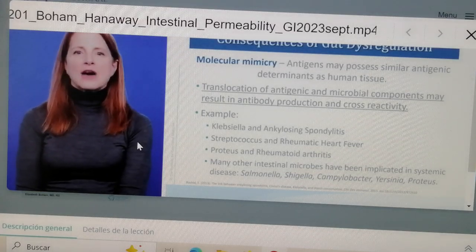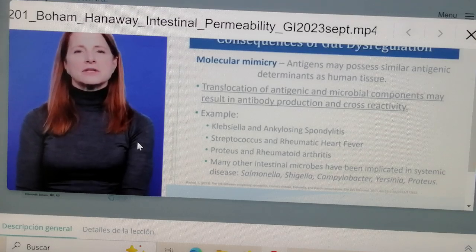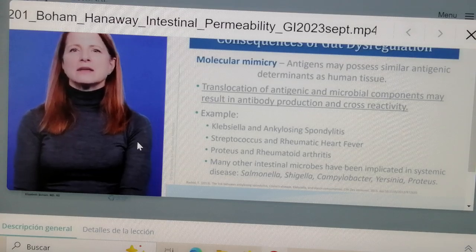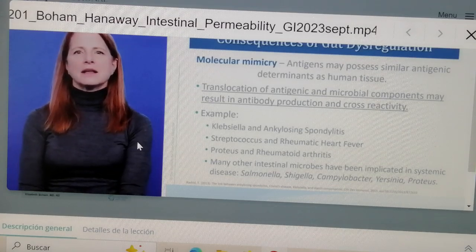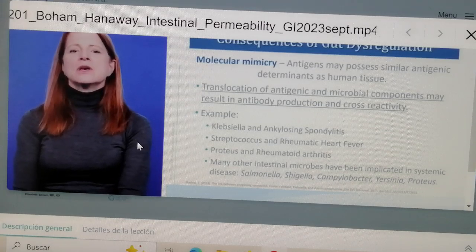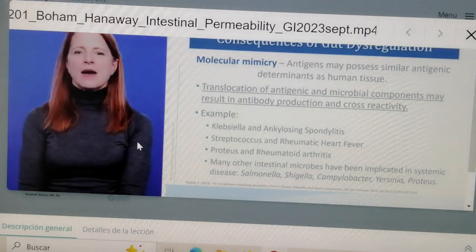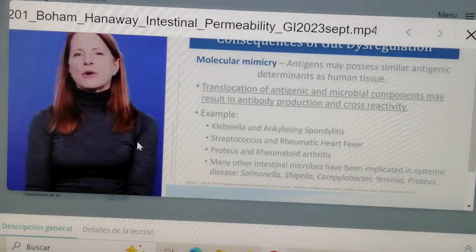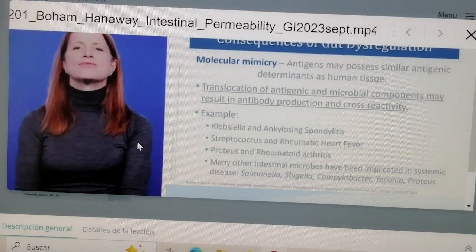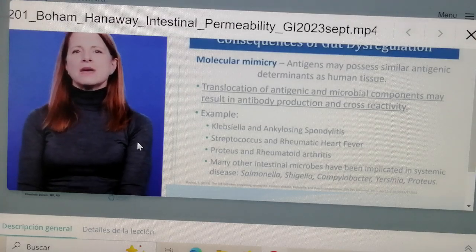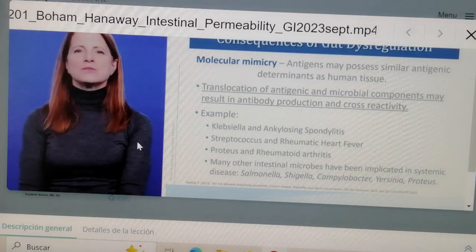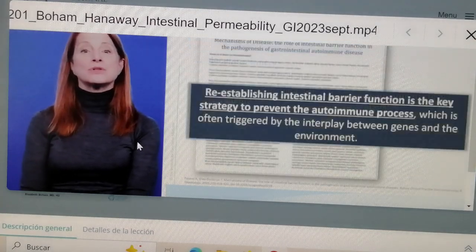And so we've seen that with Klebsiella and ankylosing spondylitis, right? There's been some research looking at when people have ankylosing spondylitis, they have higher antibodies against Klebsiella. And so that may have been a trigger for that autoimmune disease. We've seen that with streptococcus and rheumatic heart fever. And we've seen that with Proteus and rheumatoid arthritis, or even Porphyromonas gingivalis and rheumatoid arthritis. So there's many, many examples of when these bacteria can be triggers for autoimmune disease, especially when they get into the body when they're not supposed to, right?